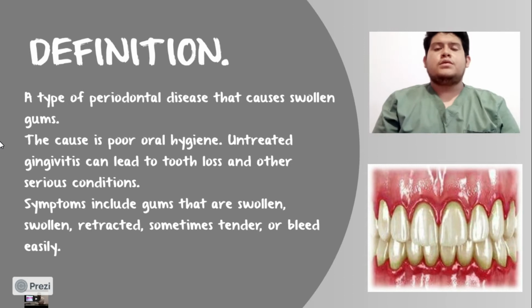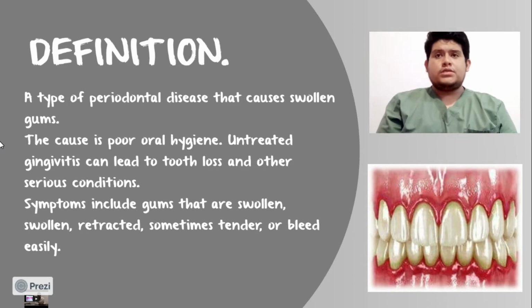Gingivitis is a type of periodontal disease that causes swollen gums. The cause is poor oral hygiene. Untreated gingivitis can lead to tooth loss and other serious conditions. Symptoms include gums that are swollen, retracted, sometimes tender or bleed easily.